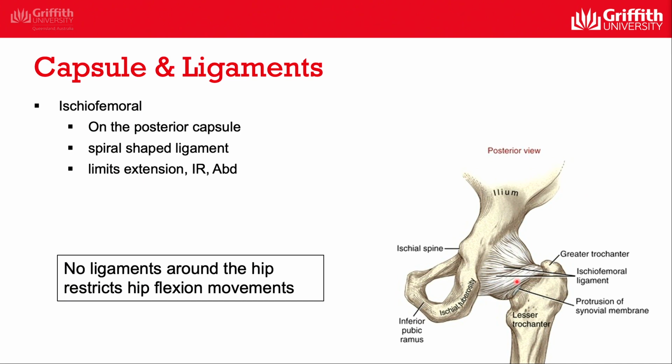The ischiofemoral ligament is the other main ligament that restricts movement at the hip. You can see this from the posterior view. It is a spiral-shaped ligament, and if you use the fiber direction of these ligaments, this may help you picture how it will actually restrict some of the movements that it does. So the ischiofemoral ligament restricts hip extension, internal rotation, and abduction. It is also interesting to note that there are no ligaments in the hip that restrict hip flexion, and therefore you can imagine there's going to be a lot more ability to flex the hip than there is to extend the hip.